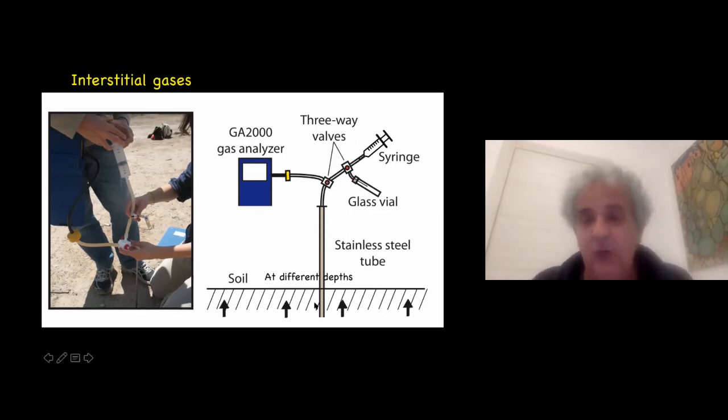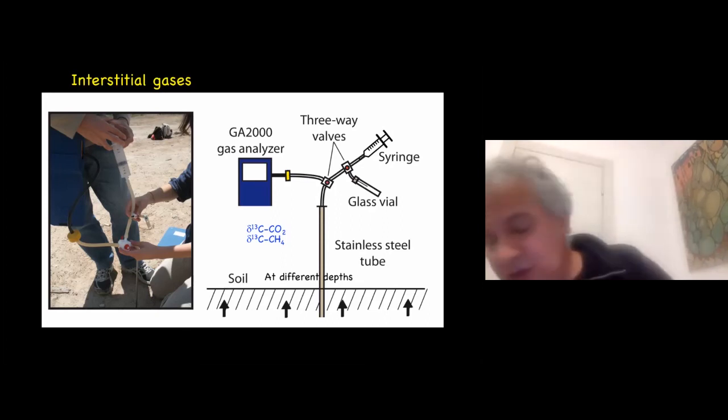And in this way, we may suck the gas by using a sort of gas analyzer that allows you to analyze directly the concentration of CO2. And when the CO2 concentration is stable, with the three-way valve system, you may trap, once again, the gases into the gas vial, as we have seen previously. And here you can do the delta 13 CO2 and delta 13 methane, but also other gases, for example, H2S and so forth.